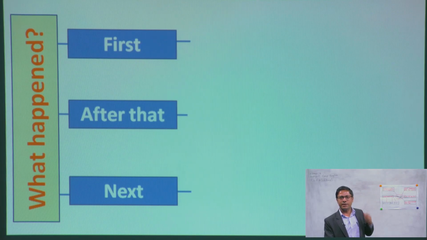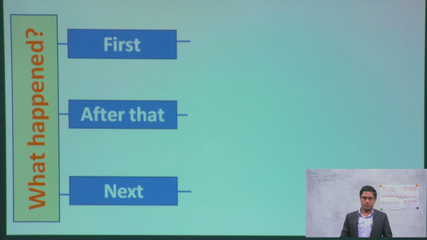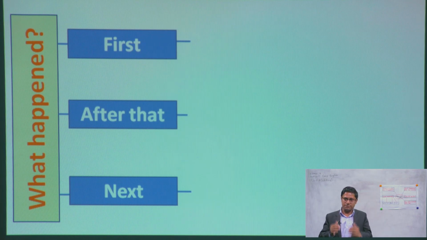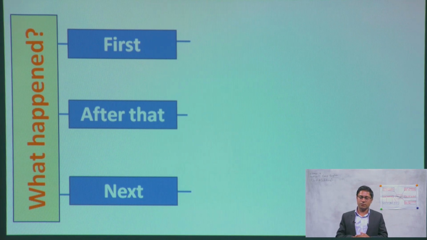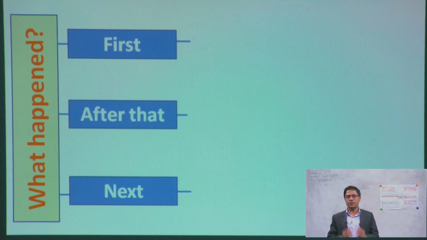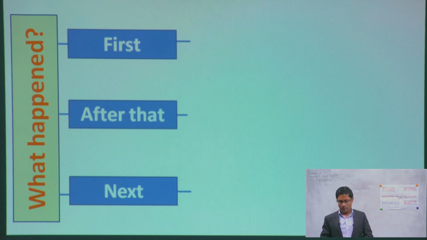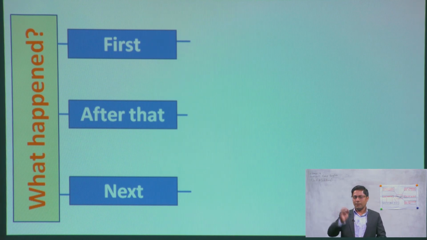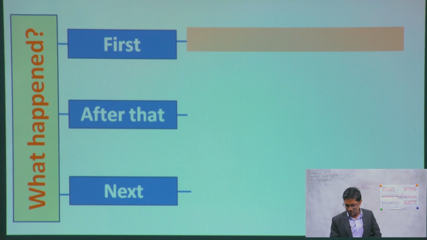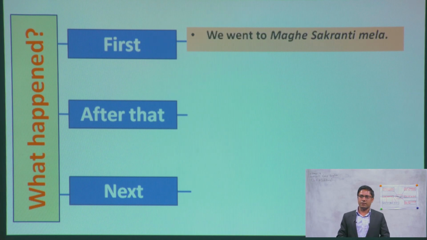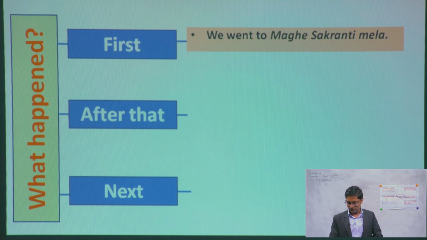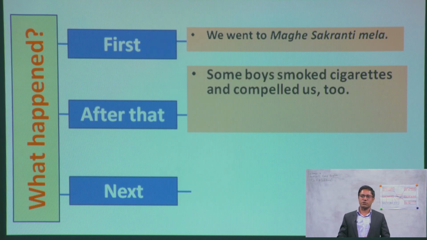Now there is the next question. What happened at the first? What happened after that? And what happened next? You keep on recalling. You keep on following me and making the notes there too. See, for example, I have written one event. What happened in the beginning? We went to Maghe Sankranti Mela. What happened after that? Some boys smoked cigarettes and compelled us to.